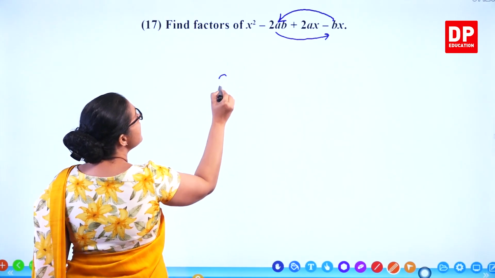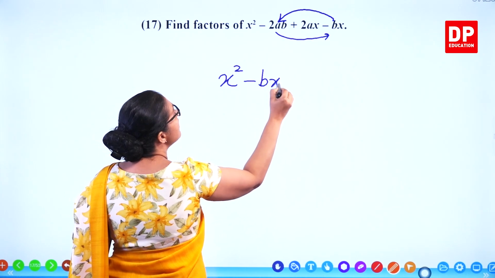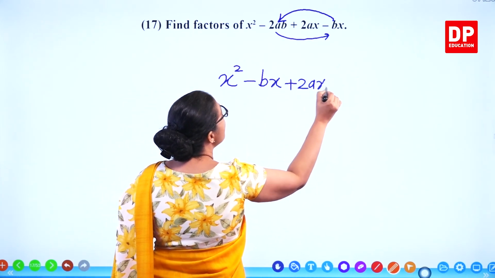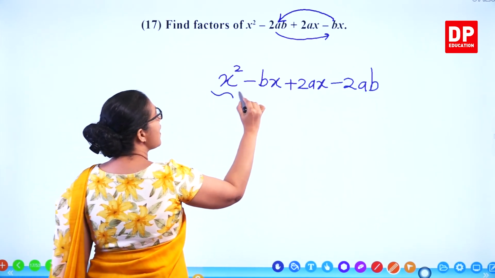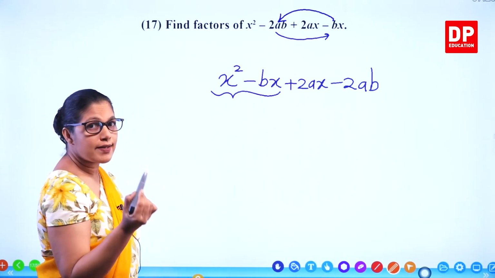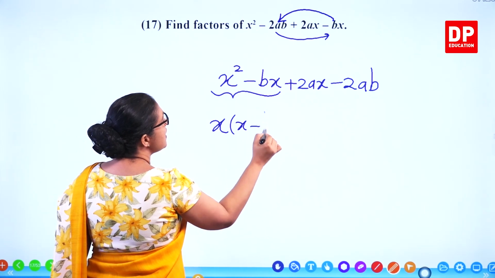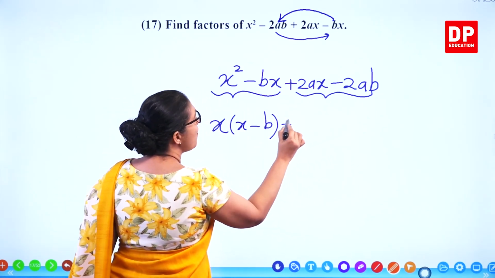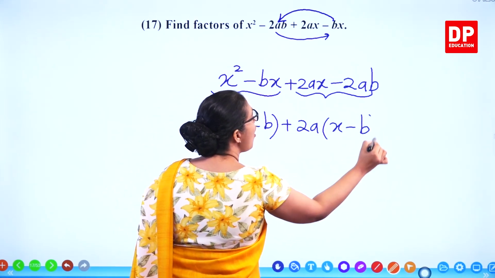We'll switch and see. X squared minus bx we'll write second, and then plus 2x and then minus 2ab. Now we can take factors. When you take the first two, x is common. Take it out. X minus b is remaining. What about these two? 2a is common. Take it out. Then x minus b is common.